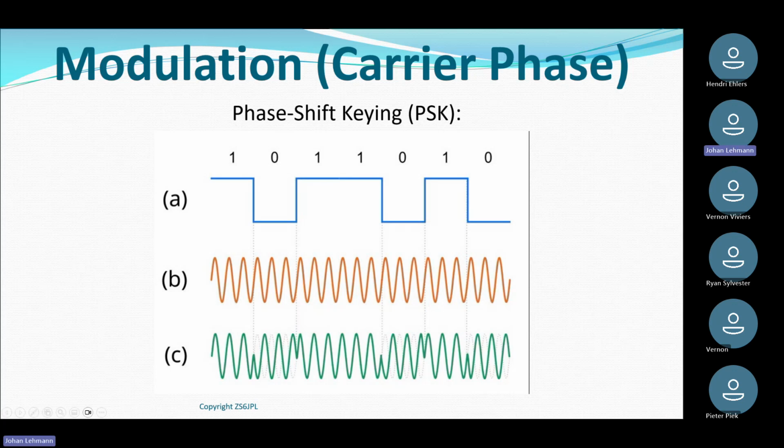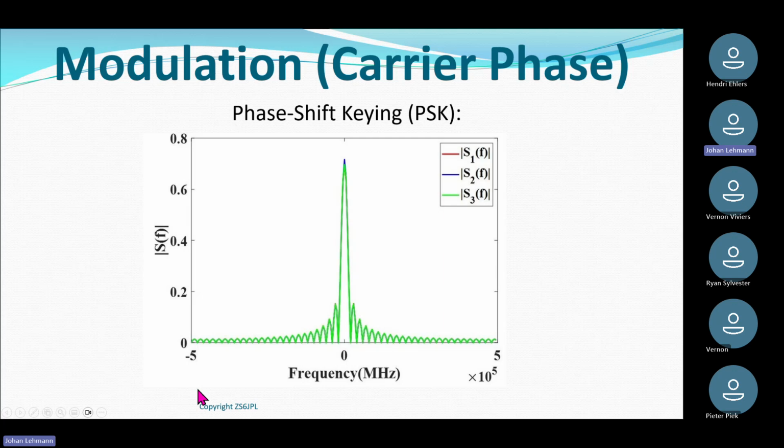Again, if I look at the spectrum, bandwidth usage is incredibly low. It is a very efficient way of doing digital transmission because it doesn't eat a lot of bandwidth.